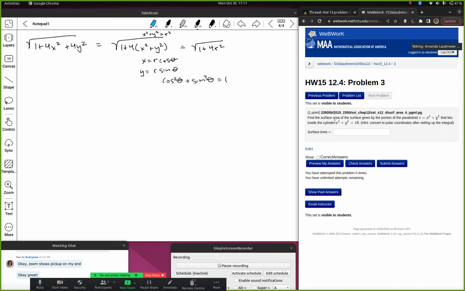So if you forget this substitution, you can get the correct answer using the direct substitution of x and y separately. It's just a little bit harder. So if you remember x squared plus y squared equals r squared, it just goes a bit faster for you.